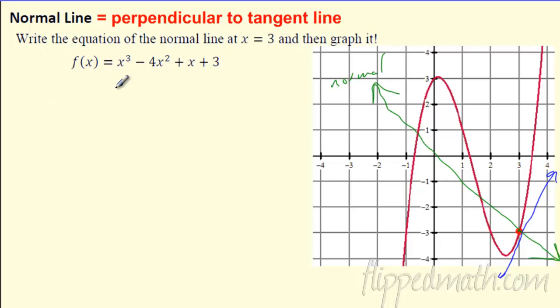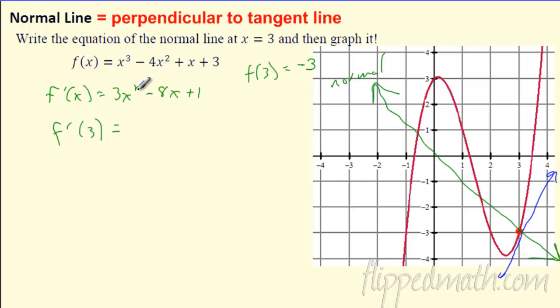So first things first, let's find when x is 3, what is y? I'm going to cheat and use a picture. You could find the f of 3, but if I plug 3 in, what comes out? Well, here it is right here, negative 3. So there's the point in question. So let's go ahead and find the derivative and multiply this out. We get 3x squared minus 8x plus 1. And now let's evaluate when x is 3.